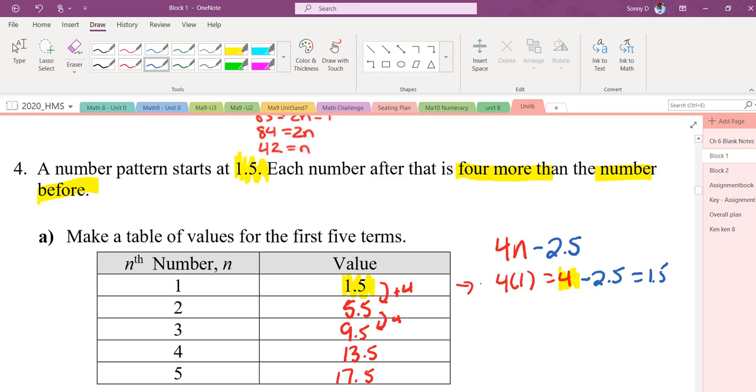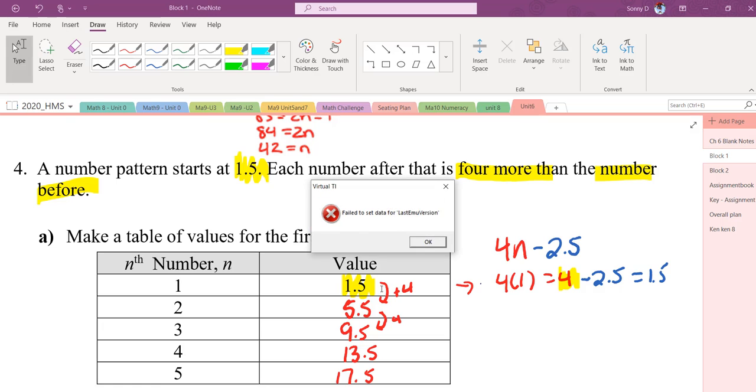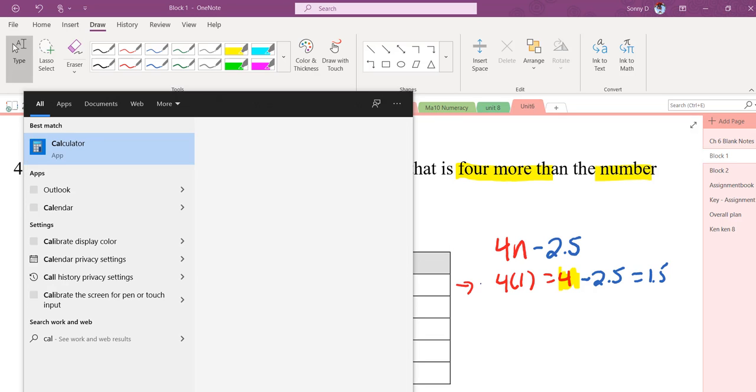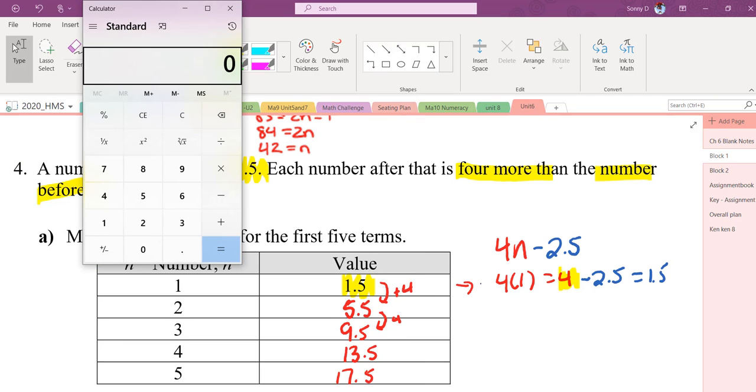Okay? So if you're not sure, what you can do is grab your calculator. Just go 4. We got 4. You go minus the value it should have been, 1.5. The difference is 2.5. If you're not sure where the 2.5 came from, right?